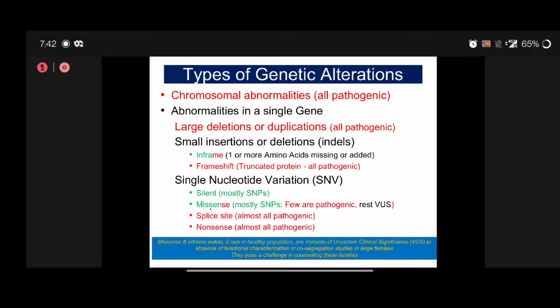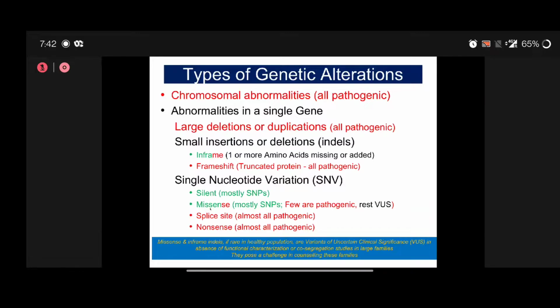So the missense and inframe indels, if they are rare in the healthy population, if they are SNPs, you would expect they are present in 1% or more of the population. Otherwise they are variants of uncertain clinical significance. In absence of functional characterization or co-segregation studies in large families, they are called VUS, and they pose a challenge in counseling these families.